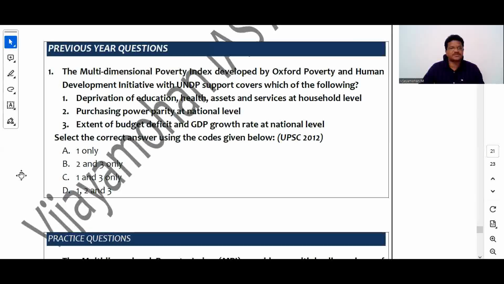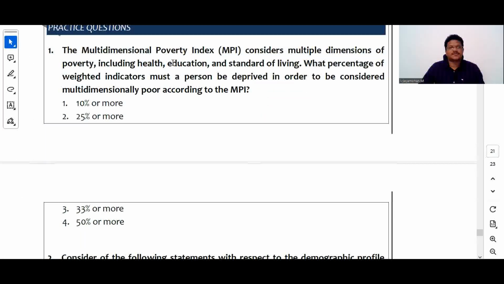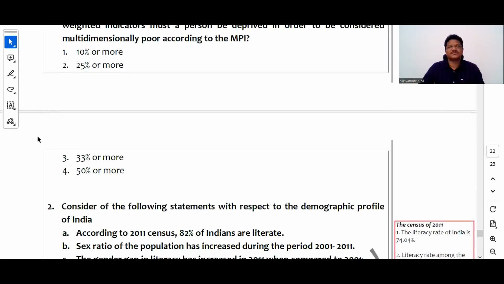So మనం కొన్ని practice questions చూద్దాం based on our discussion. The multidimensional poverty index considers multiple dimensions of poverty, including health, education, and standard of living. What percentage of weighted indicators must a person be deprived in order to be considered multidimensionally poor according to the MPI? So MPI prakaram manaki in how many indicators an individual has to be deprived so that he will be considered multidimensionally poor? First option is 10% of indicators or more, 25% or more indicators, 33% or more indicators, 50% or more indicators. The correct answer for this question is 33% or more indicators.